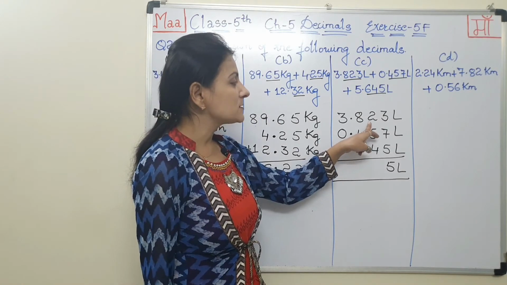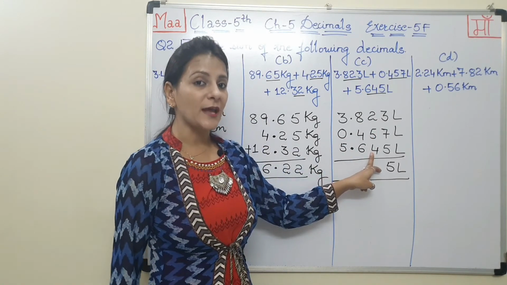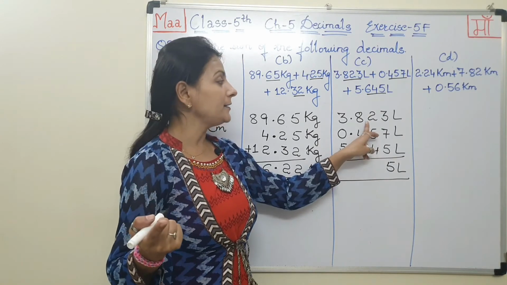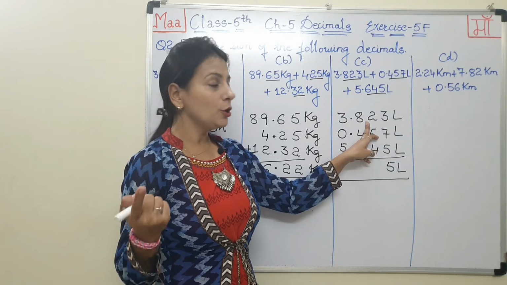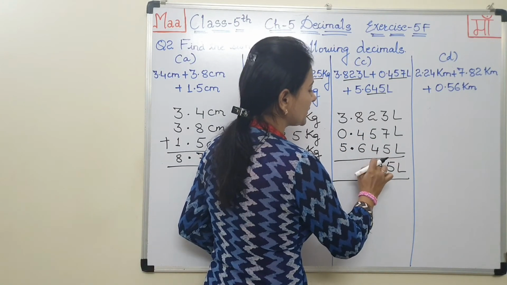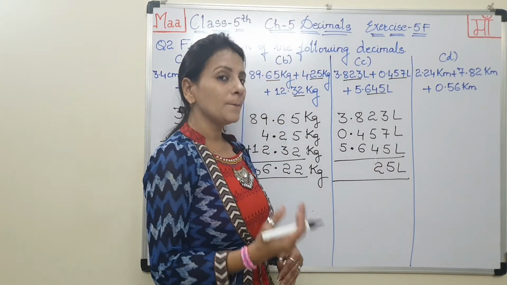Now 5 plus 4 is equals to 9. 9 plus 1 which was there in our mind is equals to 10 and 10 plus 2 is equals to 12. So 2 will come in hundredth column and we will keep number 1 in our mind.